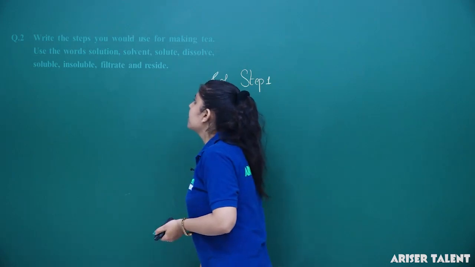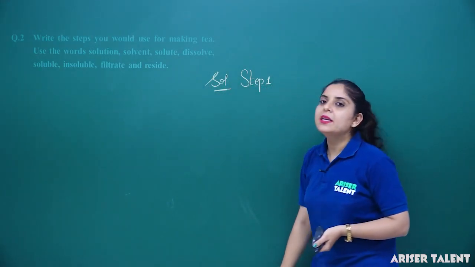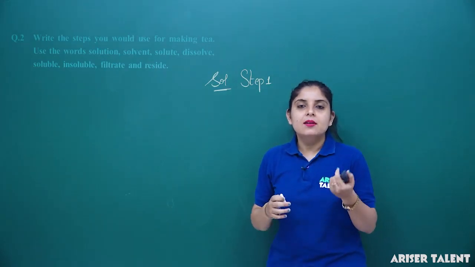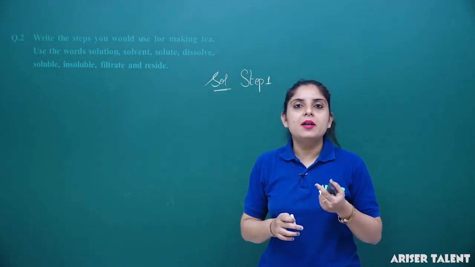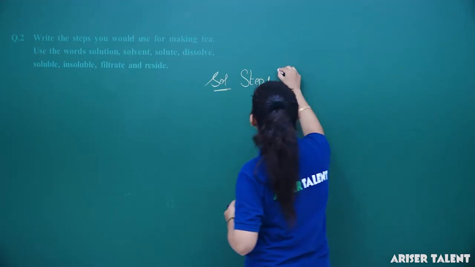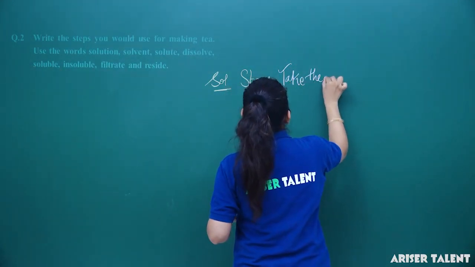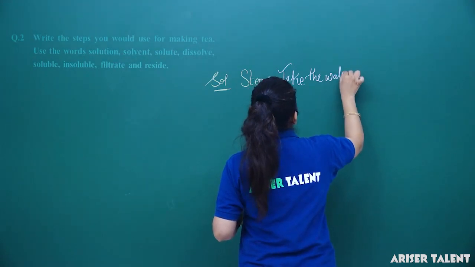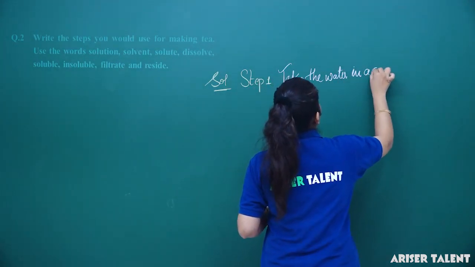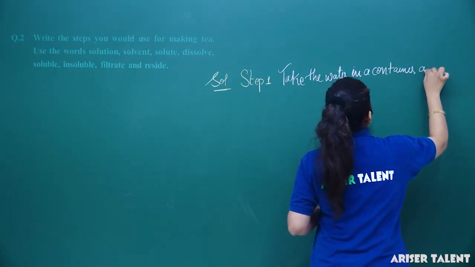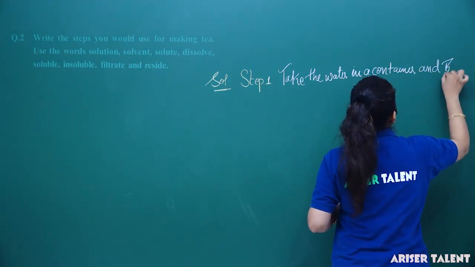Step number 1. If you want to prepare tea, what you have to do? You have to just take water in a container and boil that water. The first step is take the water in a container and boil it.